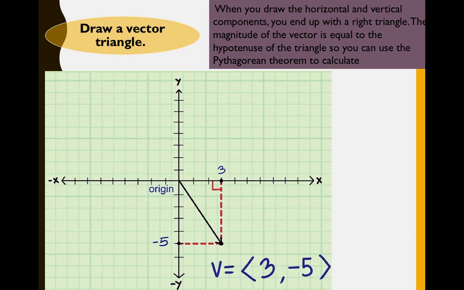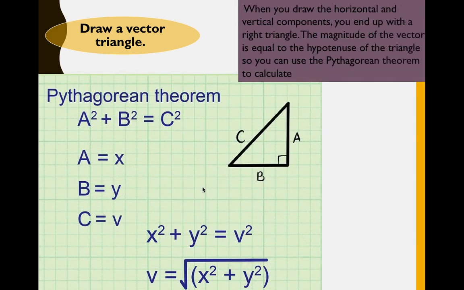To find the modulus of a vector, I told you, you are going to apply Pythagoras theorem, right? And Pythagoras theorem is applied in the case of a right angle triangle. So, draw a vector triangle, students, here. When you draw the horizontal and vertical components, you end up with a right triangle. The horizontal component is 3 and the vertical component is -5. So I have got a right angle triangle.